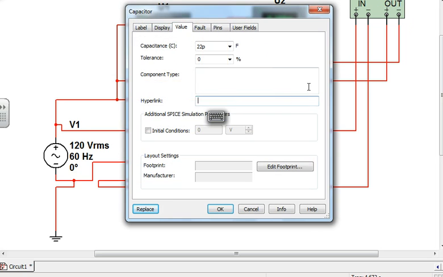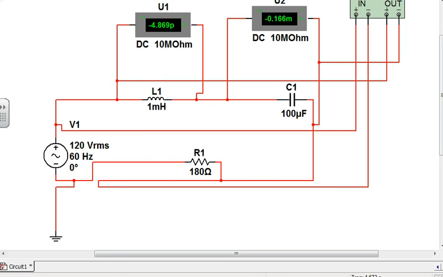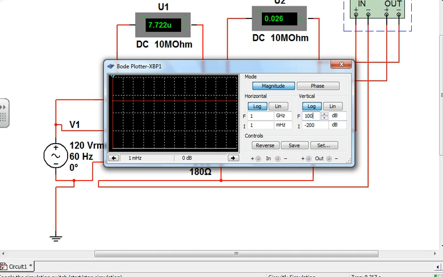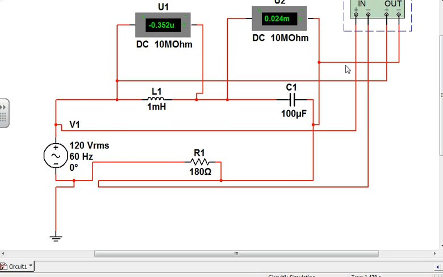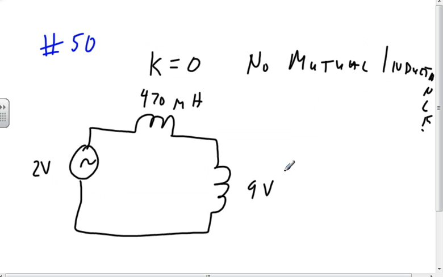Oh, this guy's so small. We'll make him bigger. Yeah, that's probably better. Still pretty much flat. I don't know what I'm doing wrong. Okay, well, we'll just go back to the problem and not worry about that.